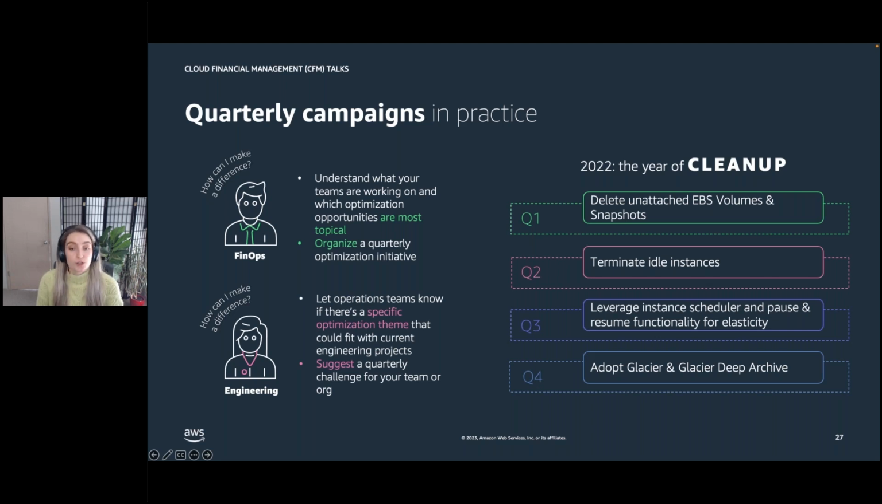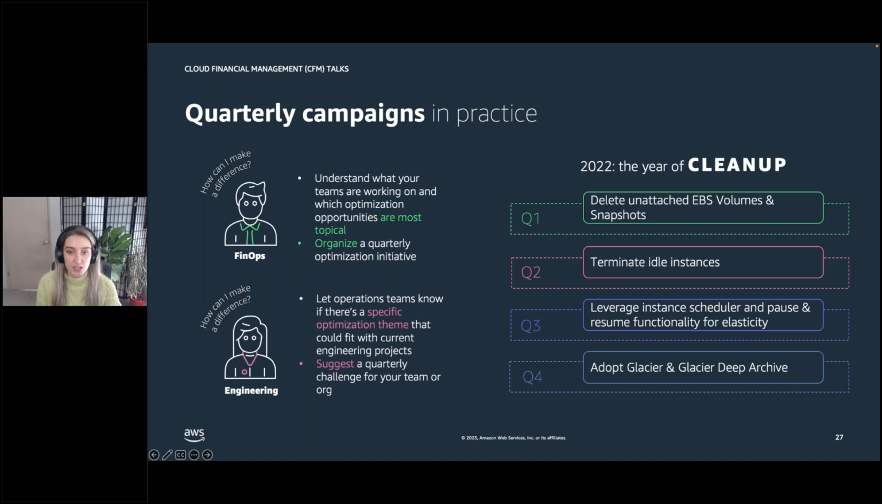In Q3 and Q4, they went a little bit more advanced and focused on leveraging Instance Scheduler, pause and resume functionality, and adopting that elasticity in Q3. And then for Q4, they focused on storage and getting all of that S3 usage into the deepest storage tier possible to be cost effective. So overall, the focus on one thing per quarter really let them chunk this up into little bite-sized pieces that were a little bit easier to implement and get traction on.